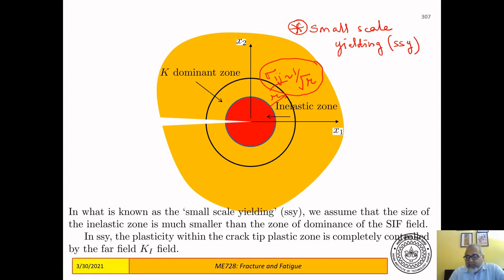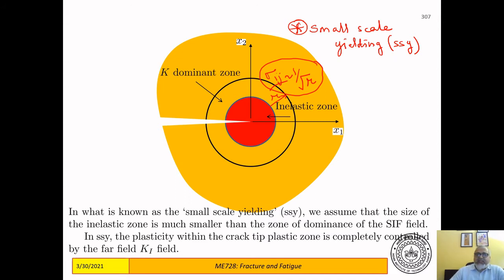Now we have plasticity at the crack tip. We must have plasticity at the crack tip because infinite stresses are not possible. But we assume that the plastic region at the crack tip is smaller than the K dominant zone. So you have a region in front of the crack tip where plasticity is going to occur, where elasticity is going to break down, but this red region where plasticity is going to occur is engulfed within this region of K dominance, and we call this situation small scale yielding.